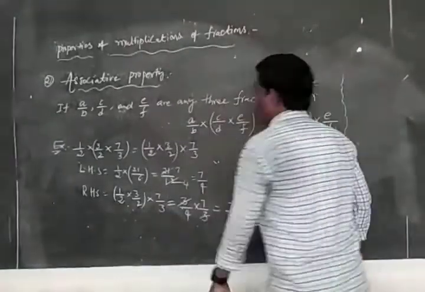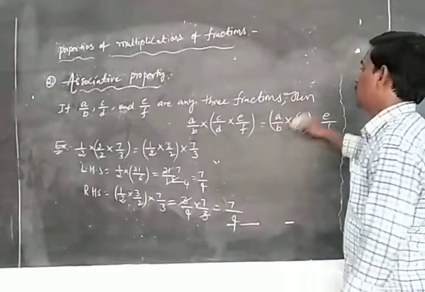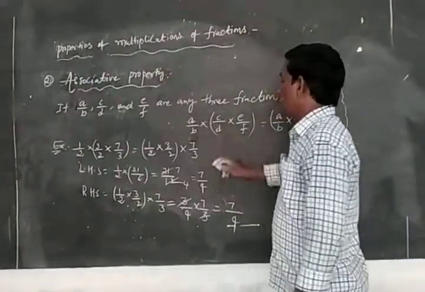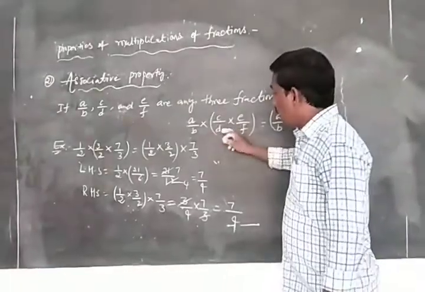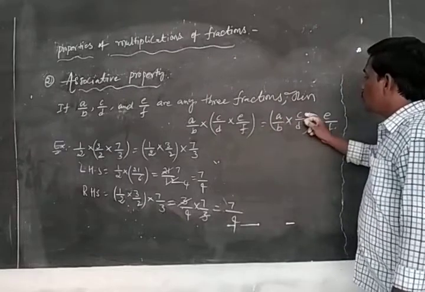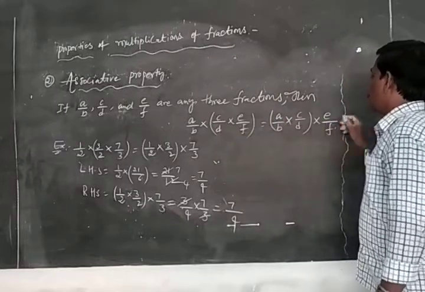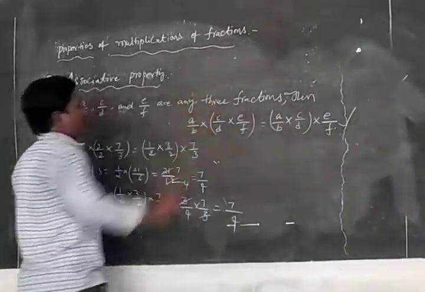So we can say that if a by b and c by d and e by f are any three fractions, then a by b into c by d into e by f equal to a by b into c by d bracket into e by f. This is the associative property of multiplication of fractions.